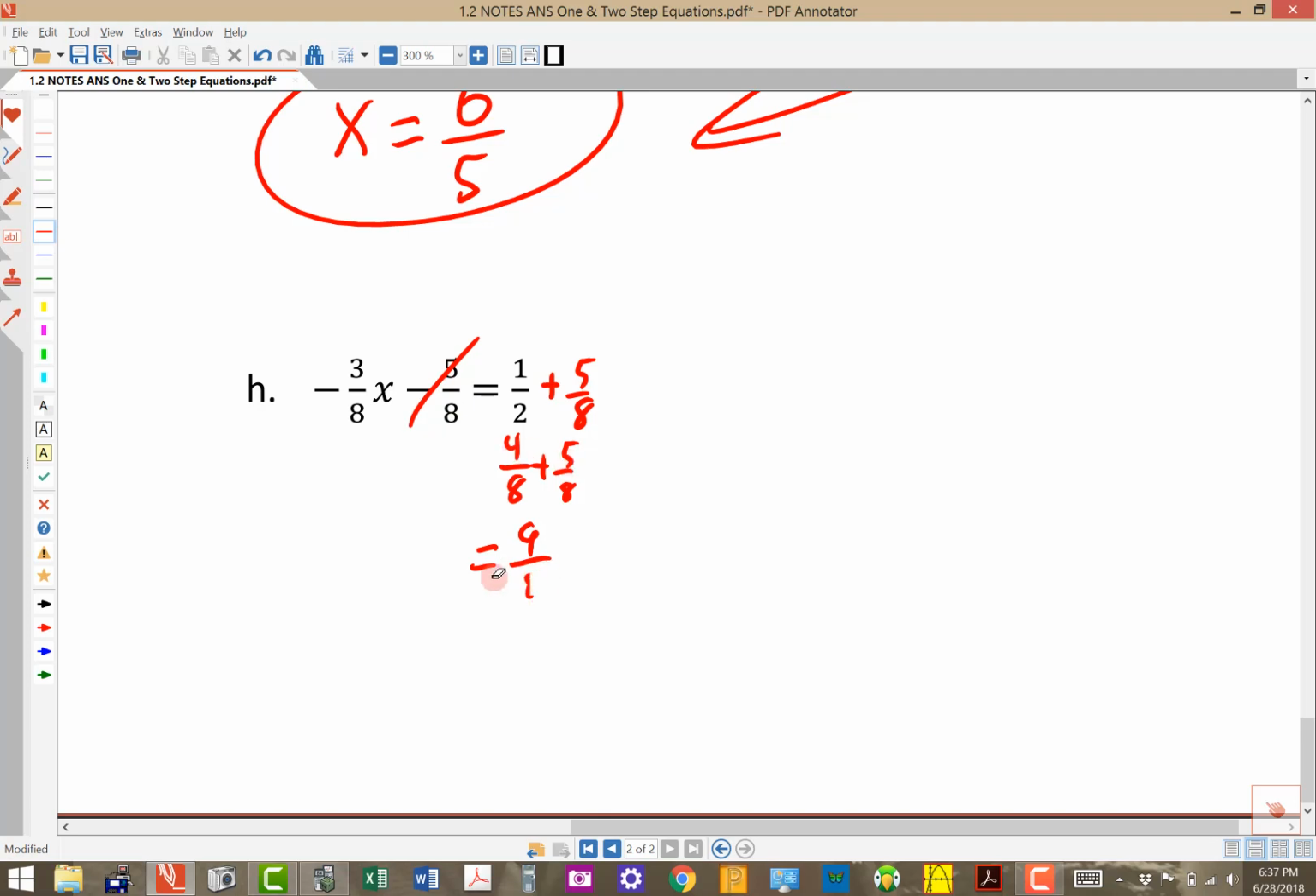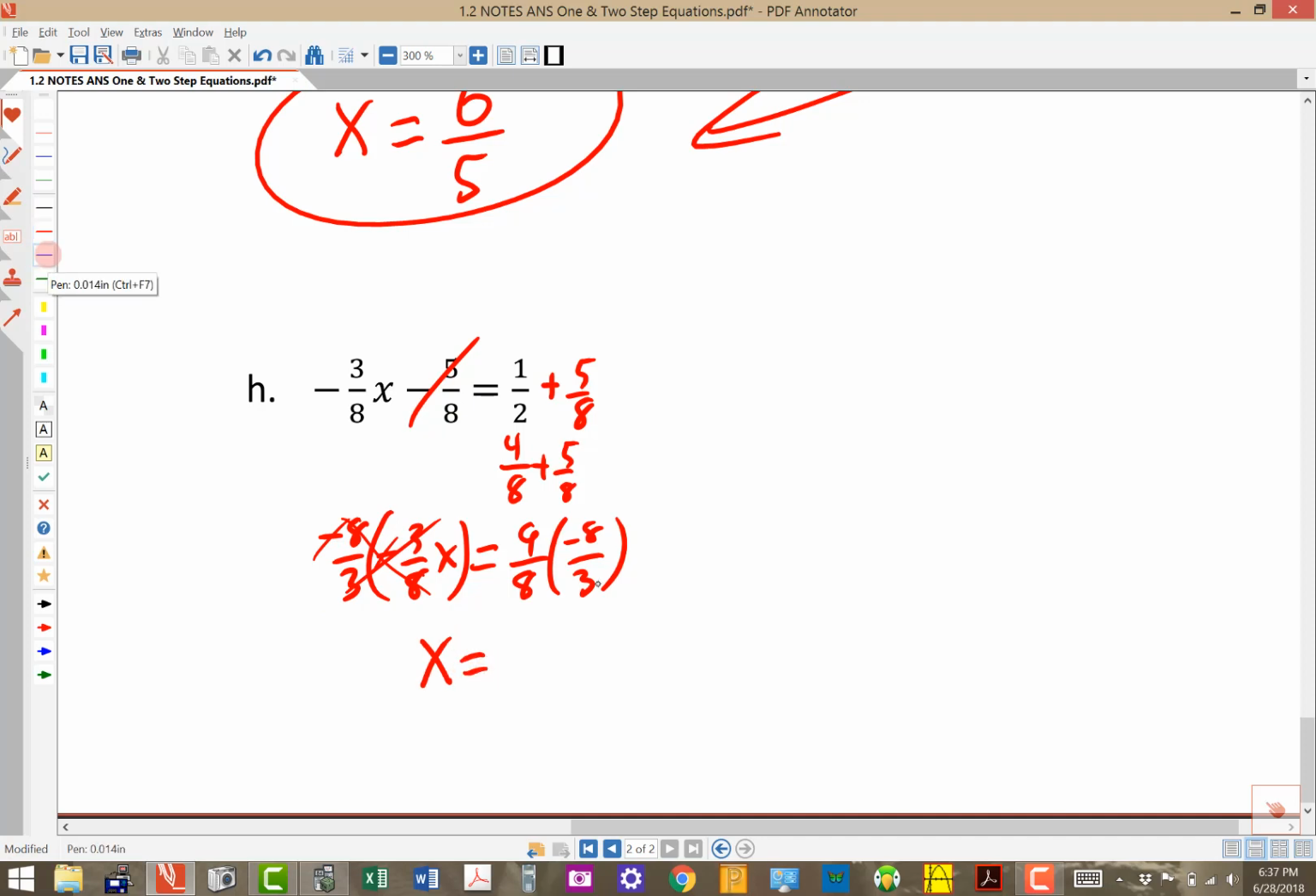Remember, the denominator is the size of the piece, so that doesn't change at all. I have 4 of these pieces plus 5 of those pieces, so altogether I have 9 of those pieces. And then we've got negative 3/8 x. We're going to multiply by the reciprocal, so I'm going to multiply by negative 8/3. Again, we need that negative to cancel those out, so I'm going to multiply by negative 8/3 over here. So negative cancels with a negative, 3 with a 3, 8 with the 8, so we end up with an x.